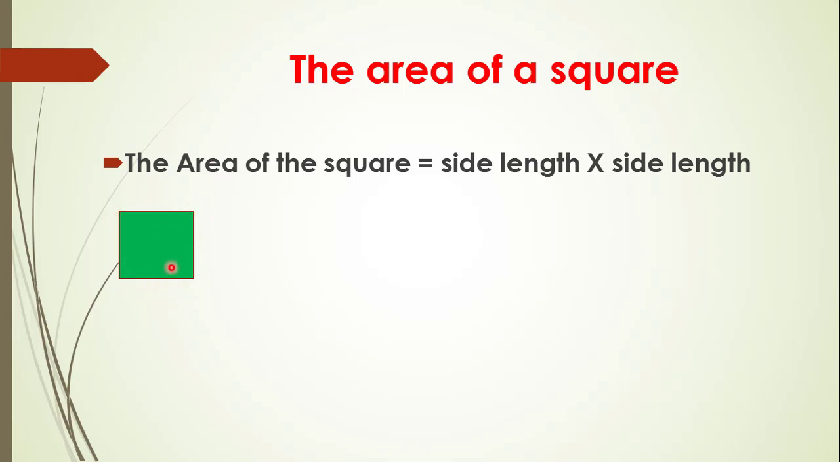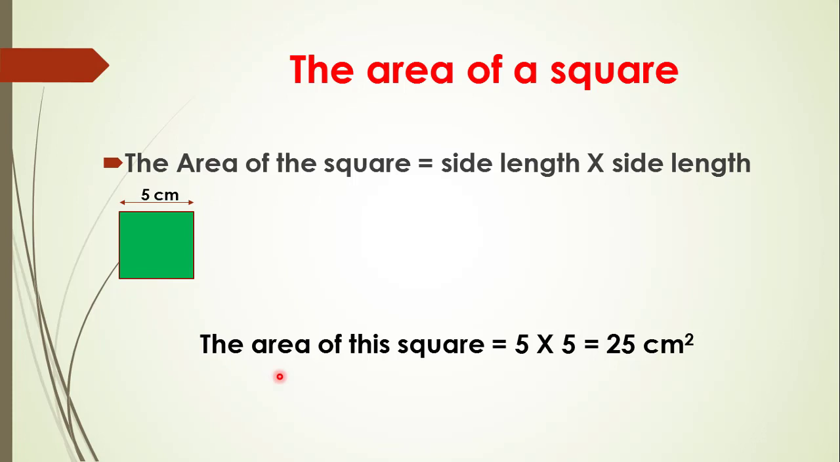Okay, so I want to cover this shape. In this case, I'll multiply 5 by itself. So the area of a square equals side length by side length, or side length by itself. Because it's square, all sides are equal. Okay, so if I want to calculate the area of this square, I'll multiply 5 by 5. So the area will be 5 times 5 equal 25, and the unit centimeter squared. The length unit is centimeter, so the unit of the area is centimeter squared.